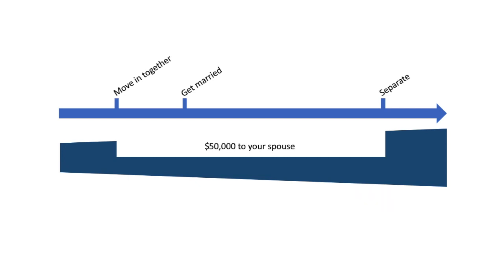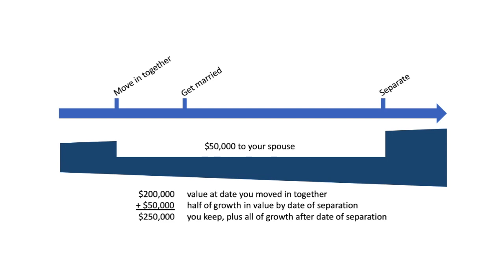You have to pay $50,000 to your spouse, which is half of the increase in value between the date that you moved in together and the date that you separated. You, on the other hand, get to keep $200,000, which was the full value of the house at the date that you moved in, plus half the growth in value. And on top of that, you also get to keep all of the growth in value after the date of separation. Let's take a different example.